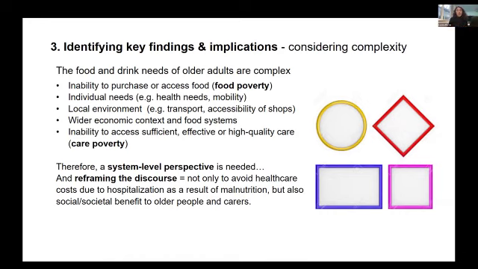And so we suggest that a system level perspective is needed. And probably one of the key implications is that there has to be a reframing of the discourse, that it is attentive to the medical aspect, to nutrition and hydration, but is also attentive to the social benefit that a quality of life approach has for older people and carers, and trying to keep the two together. So I would now like to pass it over to Karin for some final reflections about the complexity of the topic. Thank you, Lavinia.